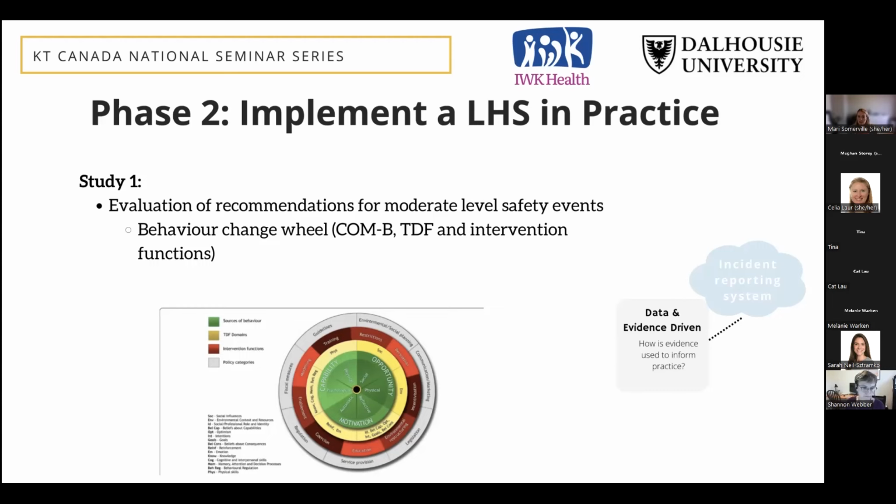And then we used the intervention functions, which is part of the behavior change wheel, to understand the recommendations that were being made to address those safety events. And then we looked at this together to really see if we were addressing certain behaviors with interventions or recommendations that would be effective. So using the behavior change wheel, we were able to map this out to get a sense of, were we really using evidence to inform those actions, or were we just trying things out of the blue, hoping that it would work?